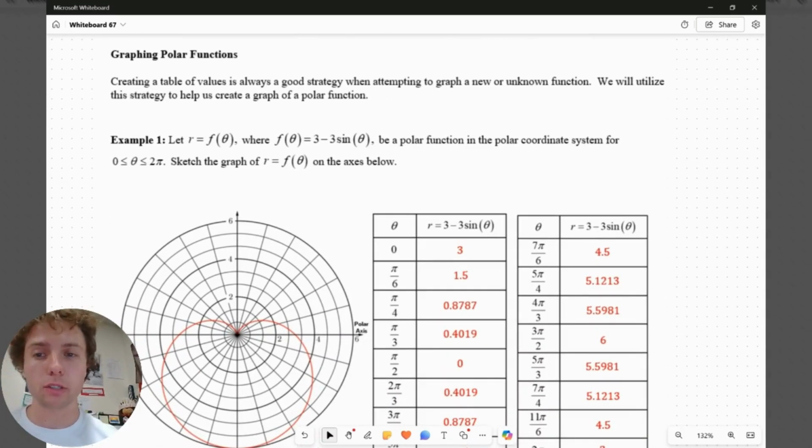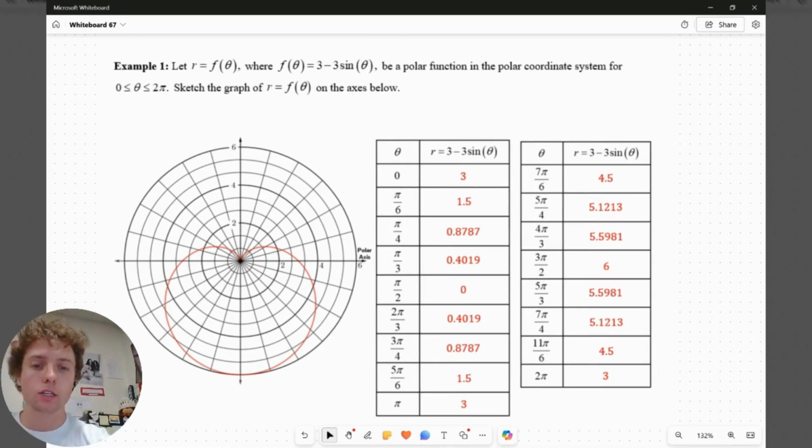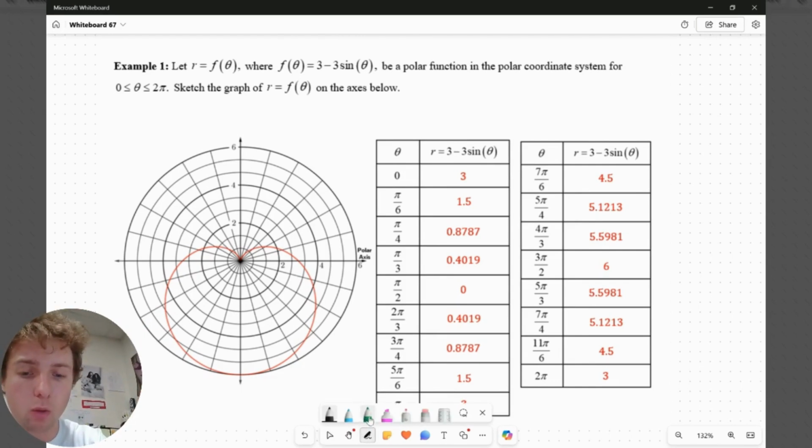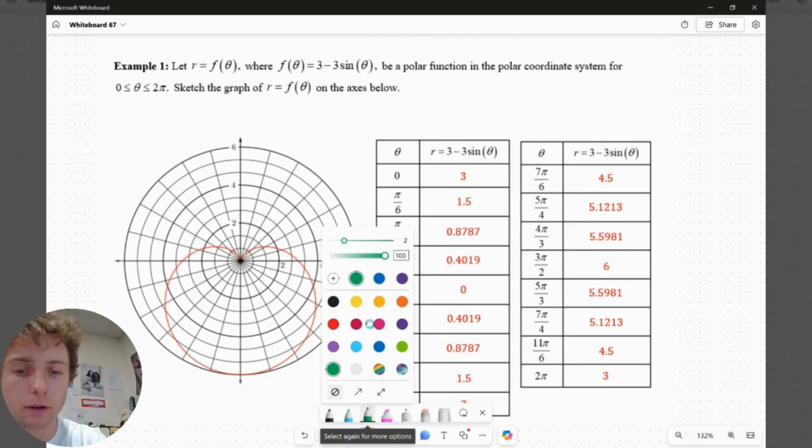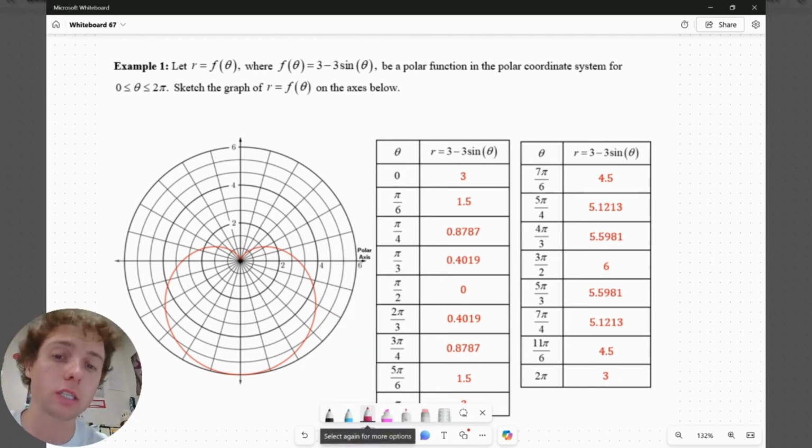Graphing polar functions, one way you may do this is creating a table. Sometimes we also sketch graphs just on the xy plane first. That can also help you create coordinates based off of the function you're looking at. Let's go ahead and look here. First, let's talk about where some of these values are coming from. Each of them is just going to be a coordinate.